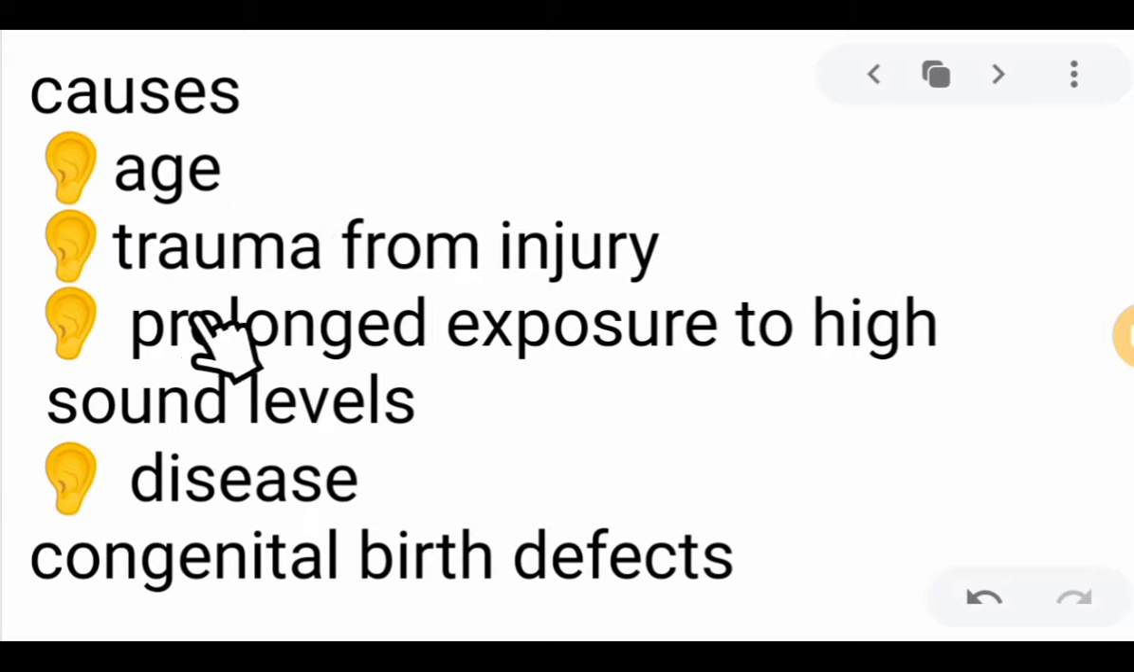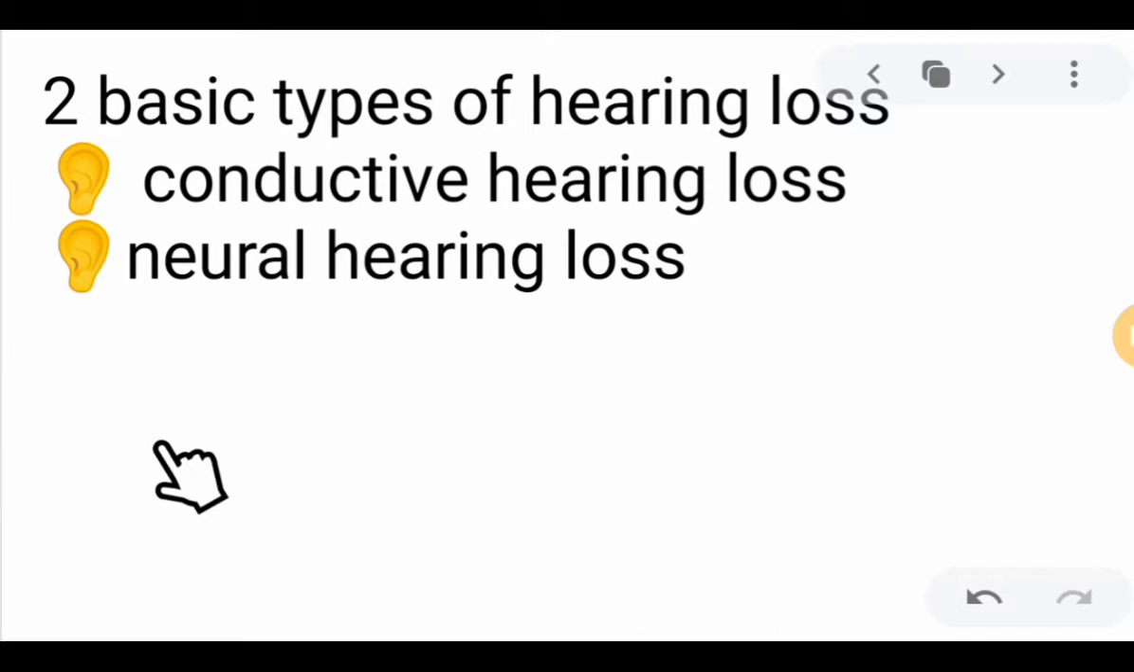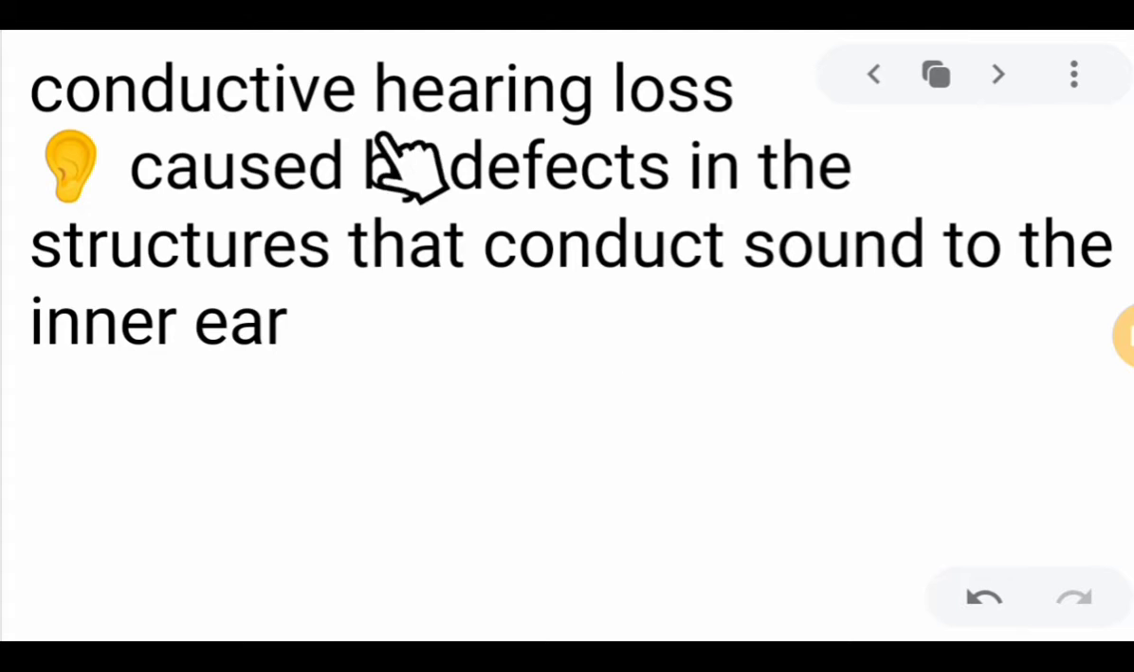And second, we have trauma from sudden injury, prolonged exposure to high sound levels, disease, and congenital birth defects. There are two basic types of hearing loss. First, we have conductive hearing loss and neural hearing loss. Conductive hearing loss is caused by defects in the structures that conduct sound to the inner ear.